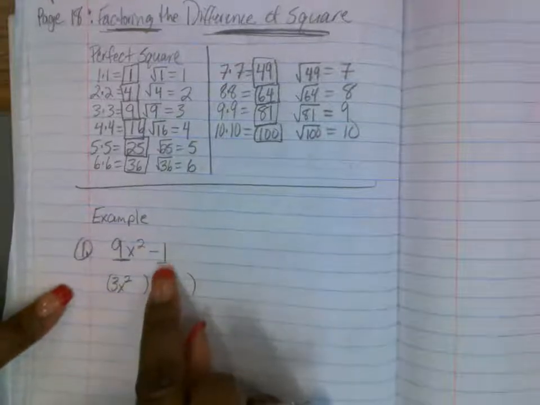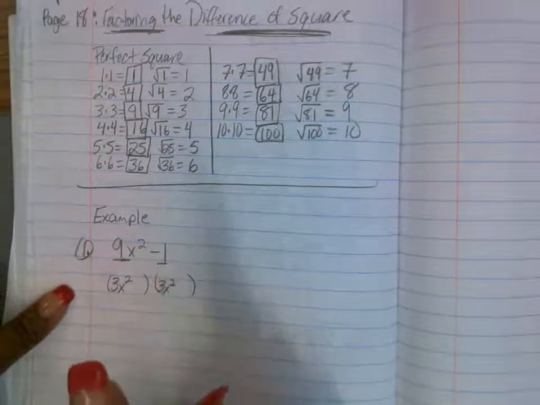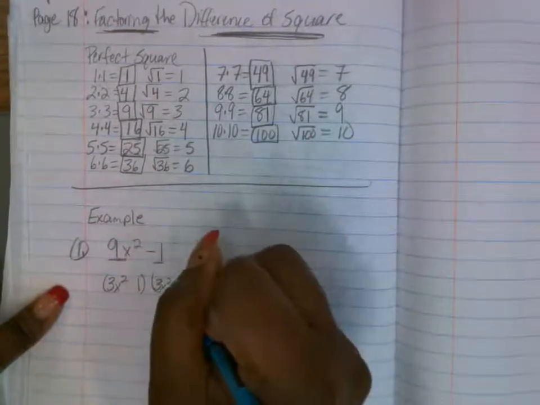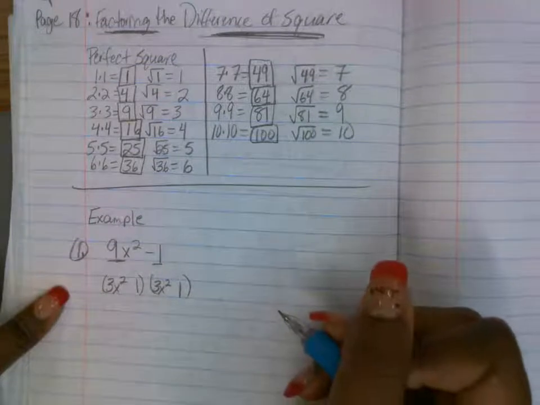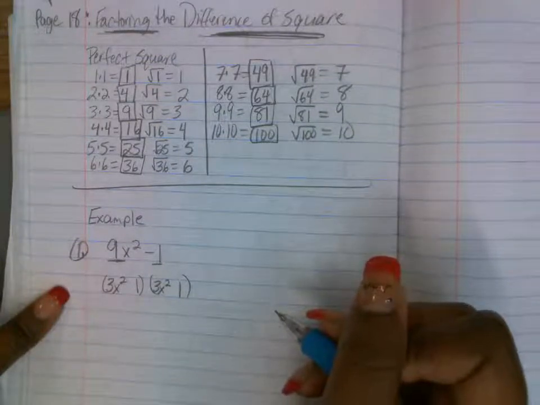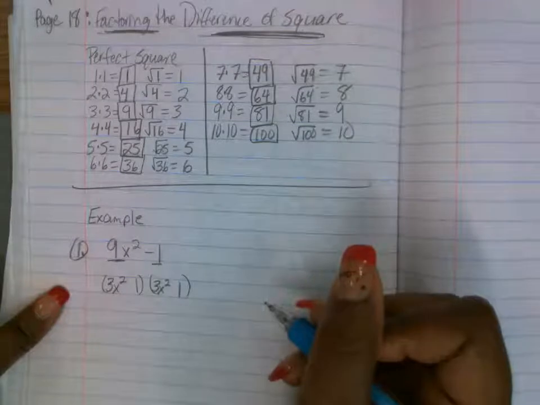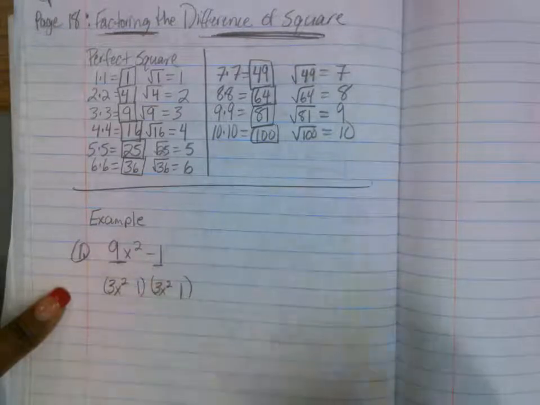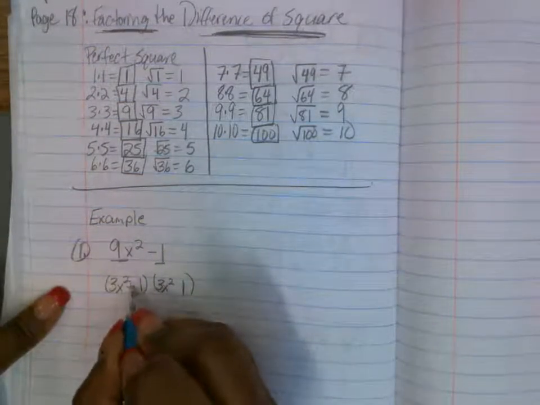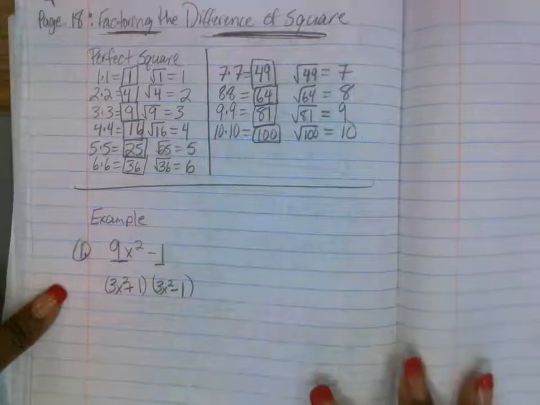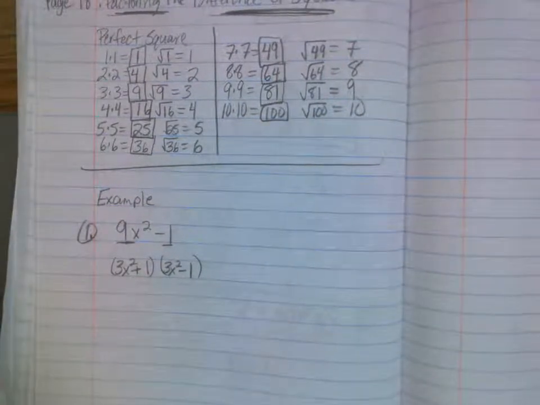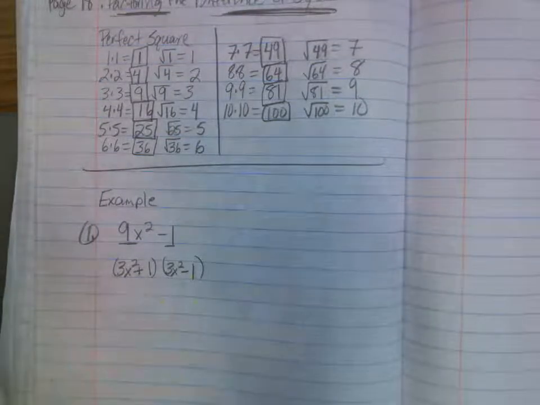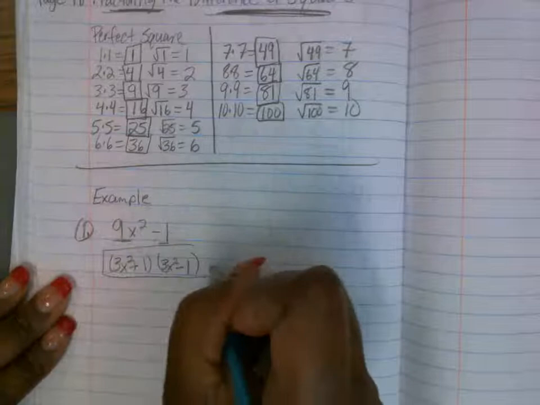Now we have 1. The square root of 1 is 1. So I'm going to put a 1 in each one of these parentheses. However, one of the ones has to be a positive and the other has to be a negative in order to multiply them together and get a negative. So we got plus, minus. Any questions as to why I'm making one a positive and one a negative? Okay, and this is going to be my answer here.